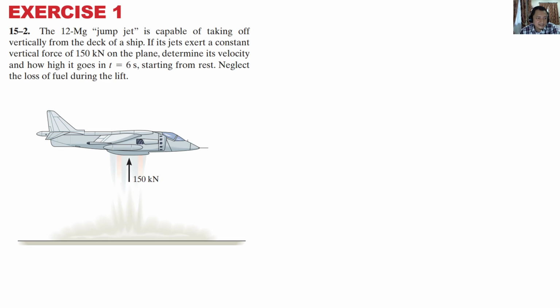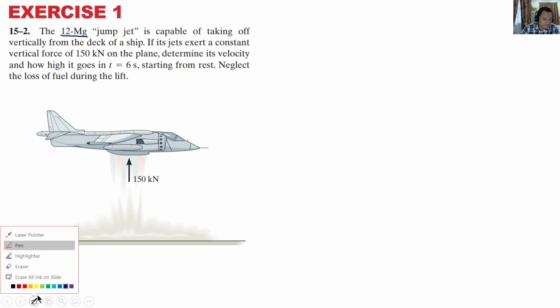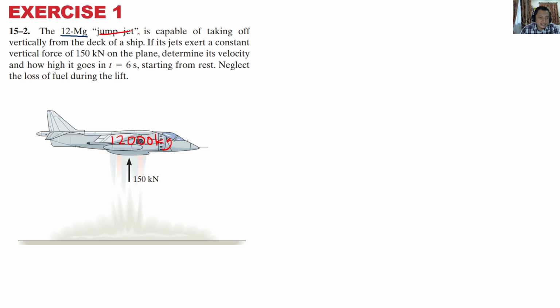Again, let's look at some examples. What do we have here? This jet weighs 12 megagram, 12,000 kilogram. This is a jump jet, so it's capable of taking off vertically from the ship. It exerts a constant vertical force of 150 kilonewton on the plane. Determine its velocity and how high it goes at time equal to 6 seconds starting from rest. Neglect the loss of fuel.